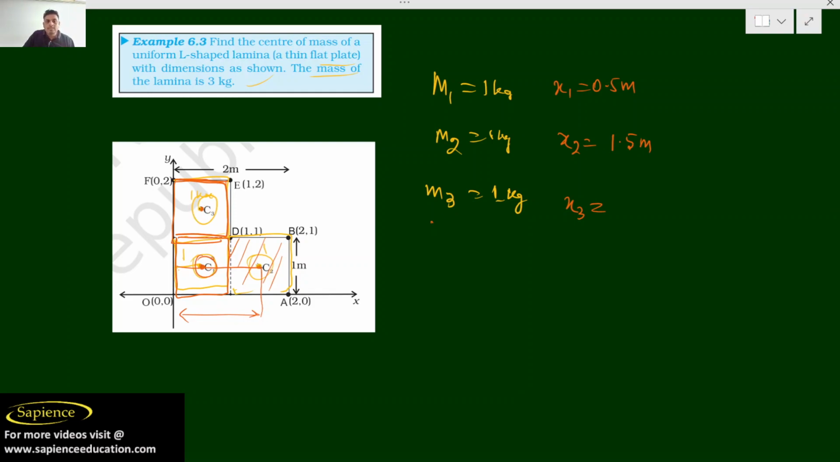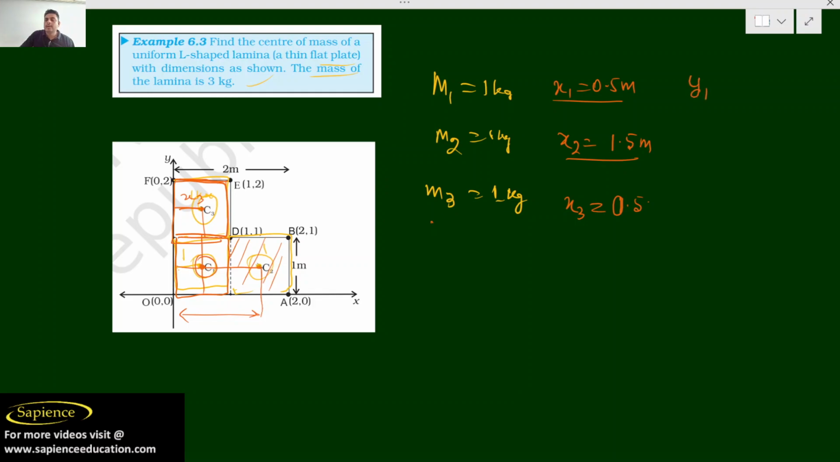If you are getting positions, it means you have to find x1, x2 and x3. So how much is x3? Sorry, we are talking about this x3, so x3 is only 0.5.